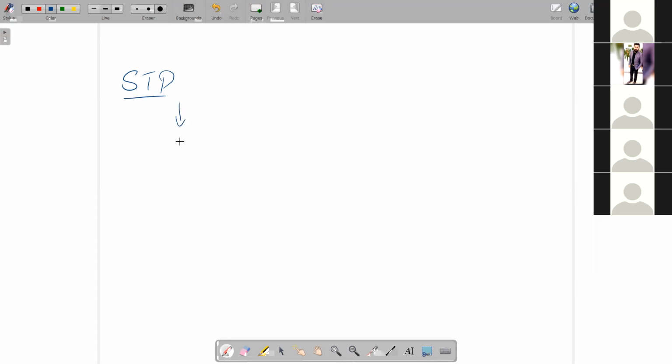In STP, different ports have different states. And how many states are there? There are 4 states. And what are the states? The states are, for example, the blocking state, or you can say the discarding state. Then there is listening, then learning, and then the forwarding state.